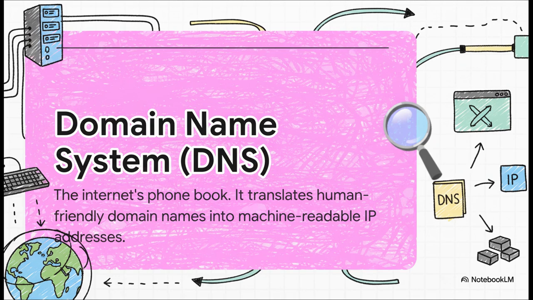See, we humans remember friendly names like developerroadmaps.com. But computers, they need a specific numerical address, an IP address, to find anything. DNS is that essential translator that bridges our world of words with the computer's world of numbers. This is an absolutely critical checkpoint on our roadmap, so let's break down how it works.